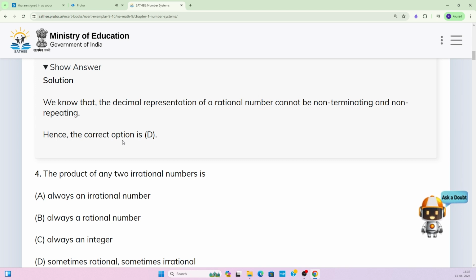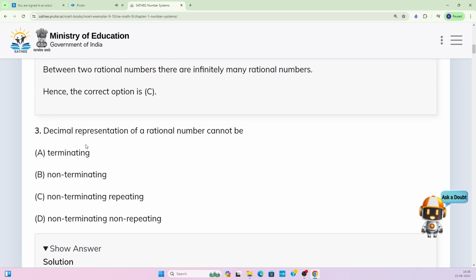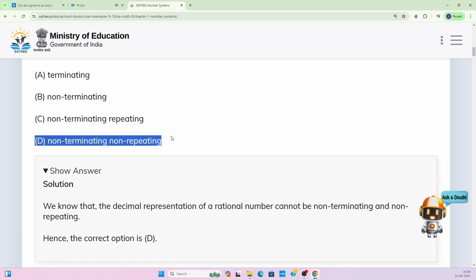That means the decimal representation of a rational number can be non-terminating and repeating, and it can be a terminating decimal expansion. So we know that the decimal representation of a rational number cannot be non-terminating and non-repeating. Hence the correct option is option D. Now let us move to the next problem.